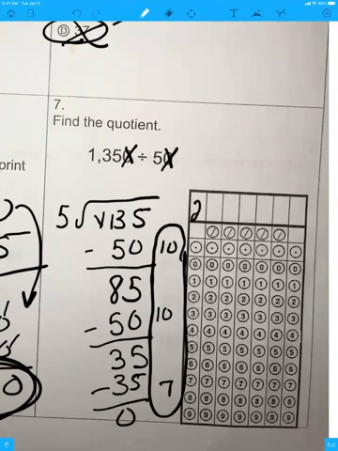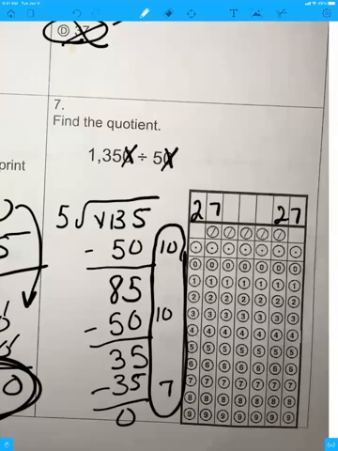Remember, it's got to be on this side or on this side, not both, not in the middle. And you have to fill in the bubbles. Let me just make sure I'm right before I shoot a video that's ridiculous. What is 1,350 divided by 50? 27.